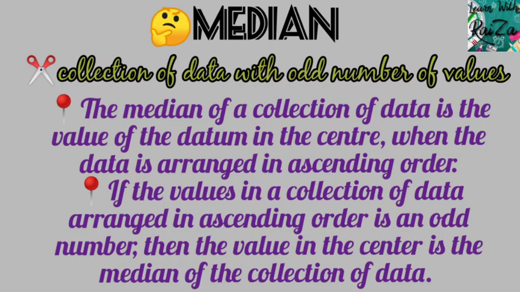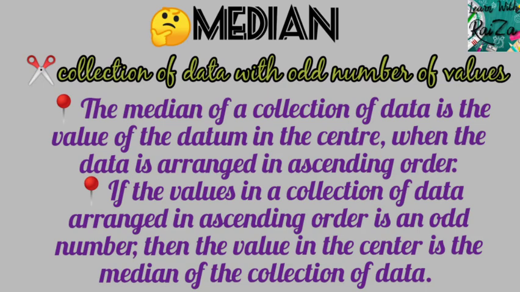Well, the next one is median. In median, we have to talk about two cases. The first one is a collection of data with an odd number of values, like 11 data, 13 data, 5 data. In this case, the median of a collection of data is the value of the datum in the center when the data is arranged in ascending order.